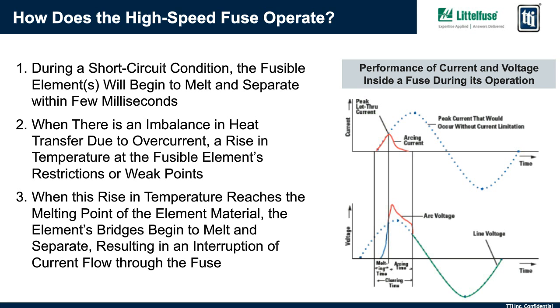When there's an imbalance in heat transfer due to overcurrent, a rise in temperature at the fusible element's restrictions or weak points causes the fuse to start to operate and react. When this rise reaches the melting point of the element material, the element bridges begin to melt and separate, resulting in, like I said before, interruption of current flow through the fuse. And this graph just shows how the peak current is occurring with the fuse and how that fuse is helping the clearing time.